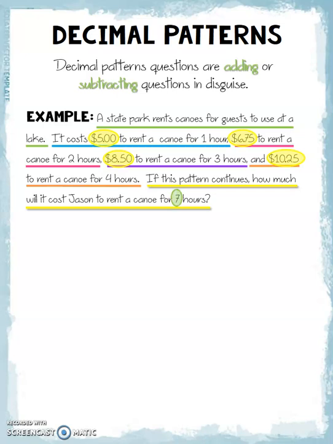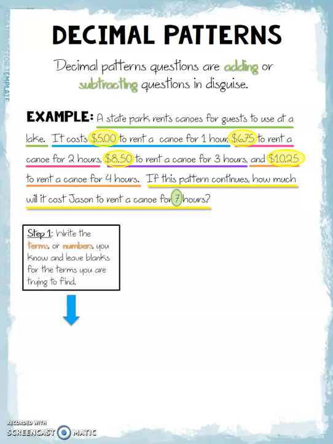So that question sentence confirms to me that the gaps between each of the prices for the different hours is going to be consistent because it said that this is a pattern. So in order to solve this question, I have to first find what the pattern is. So my first step is going to be to write the terms, which is just another way of saying write down the numbers that we know and leave blanks for the terms we're trying to find.